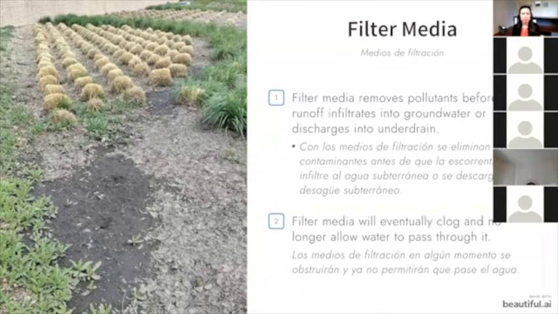Next is filter media. The filter media removes the pollutants before the runoff infiltrates into the groundwater or goes into the underdrain. The filter media will eventually clog because the whole point of the filter media is to collect those pollutants. And so you want it to be removing them and therefore becoming kind of clogged. And so it won't let water pass through it eventually if it's not maintained properly. And so we'll be talking about how to maintain that. But from this picture, you can see those pollutants are starting to accumulate. And just so you know, that means it's working.